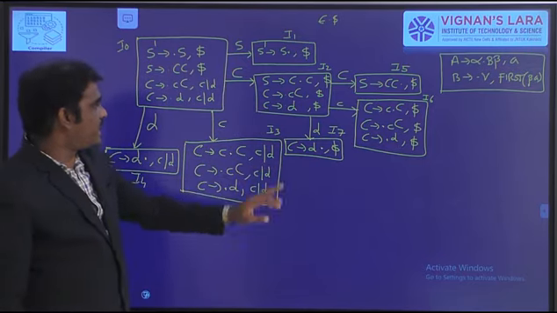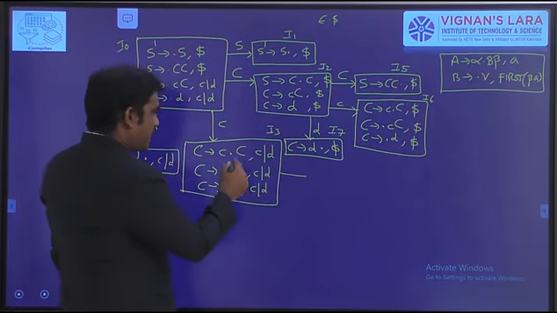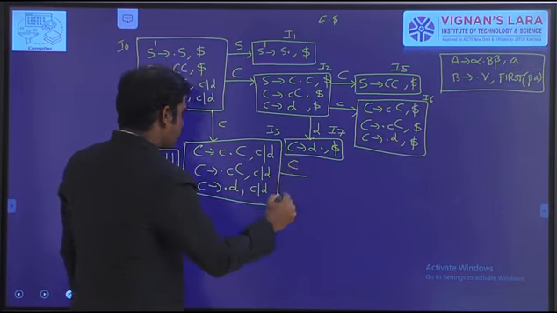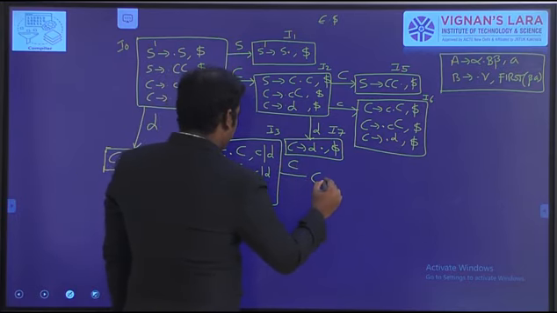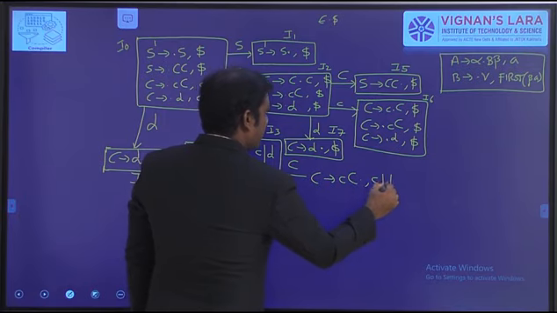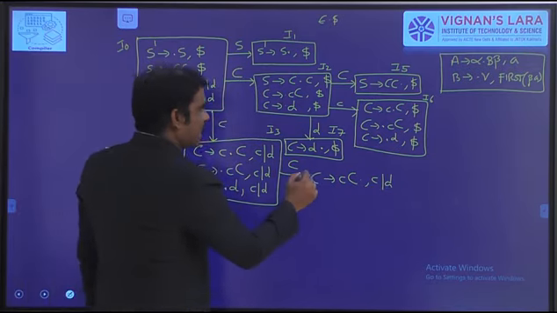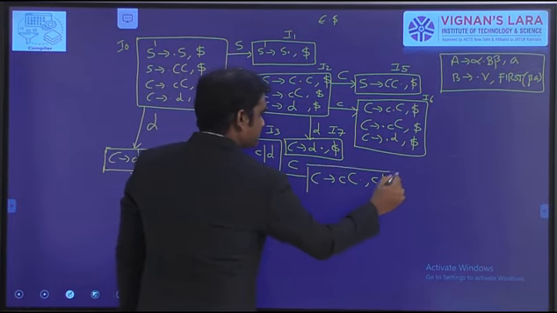Now I2 is completed, next I3. First input symbol is capital C. So C to cC dot, c or d. Okay, capital C. So this is I8.